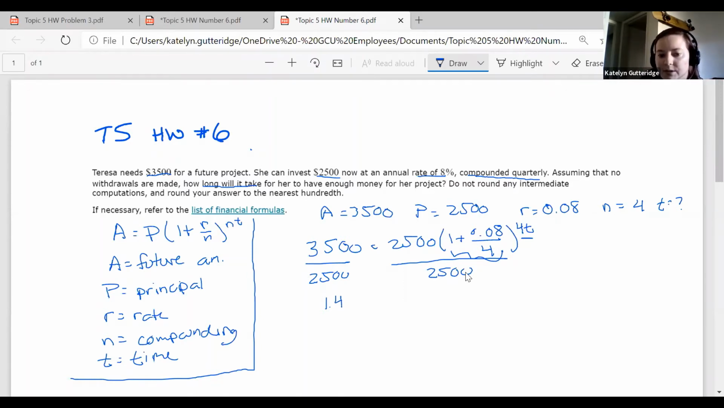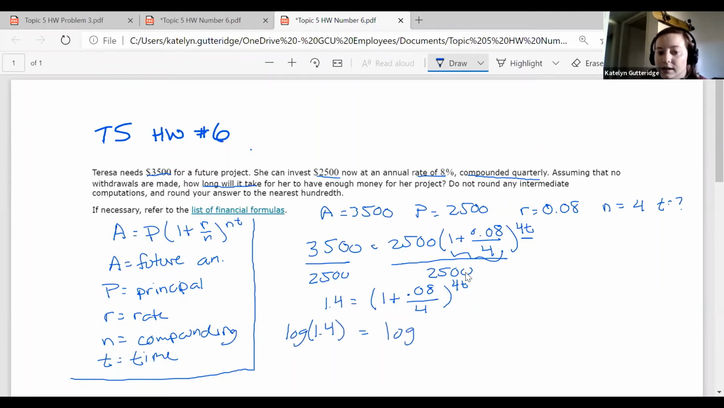Okay, so we divide the 2,500 over. So we get 1.4 is equal to 1 plus 0.08 over 4 raised to the 4t. Now that we have this parentheses, the base with the exponent isolated, now we're going to take the log of both sides.